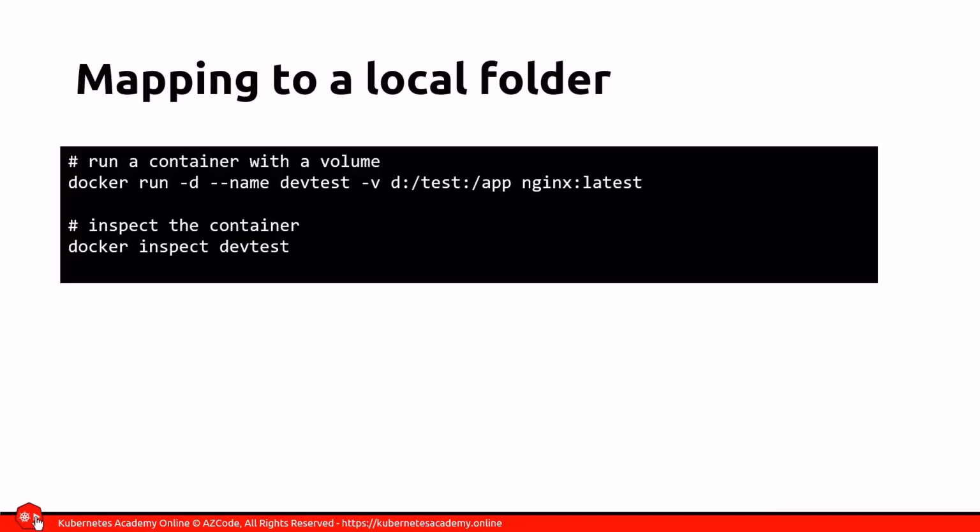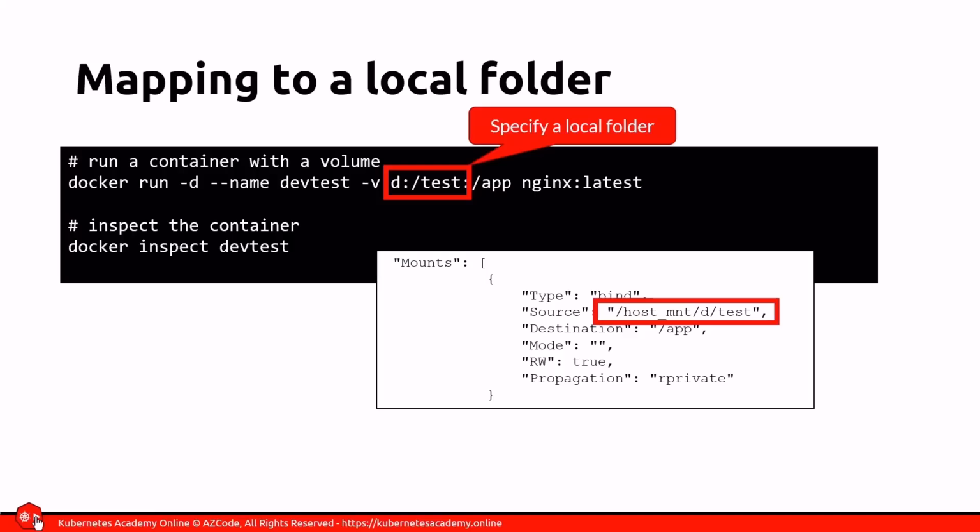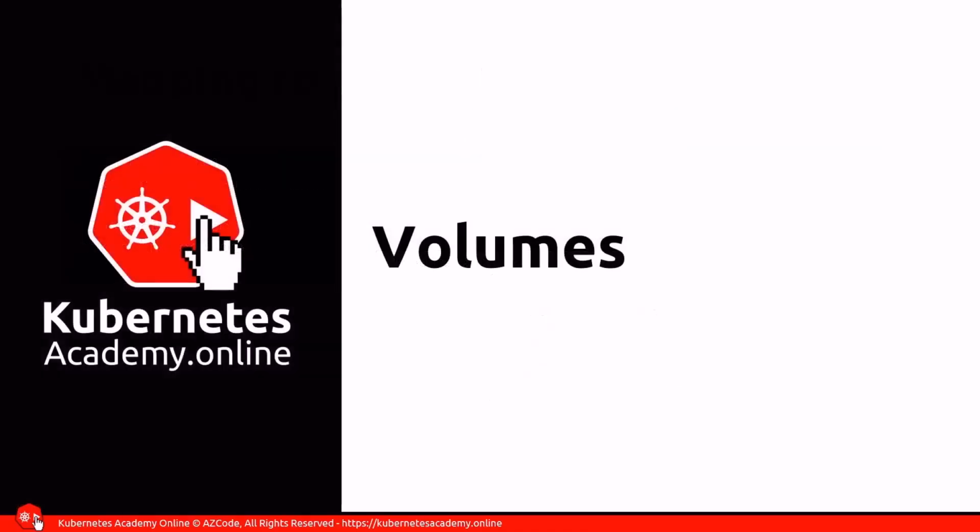Instead of using a volume, you can specify a local folder. This is great for testing purposes. Let's say you started developing a service and that you want to test on your dev machine if your code can read and write some files correctly. You can use this kind of mapping, but don't use that in production. Using the inspect command, you can see the local folder path. And this concludes this lecture on volumes.